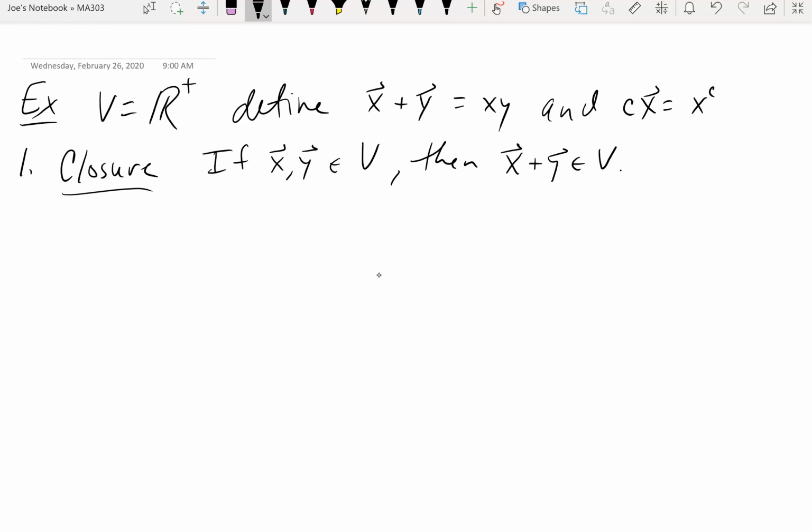So for this property, I'm going to ignore the vector hats on these things to start with. If I let x and y be positive real numbers, then when I multiply x and y together, I get a positive real number, right?